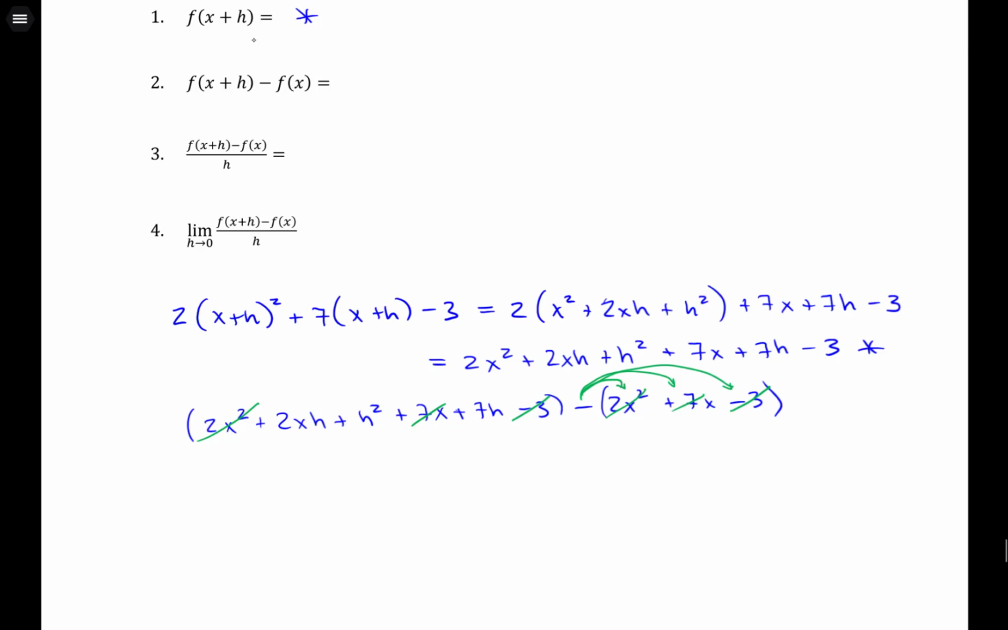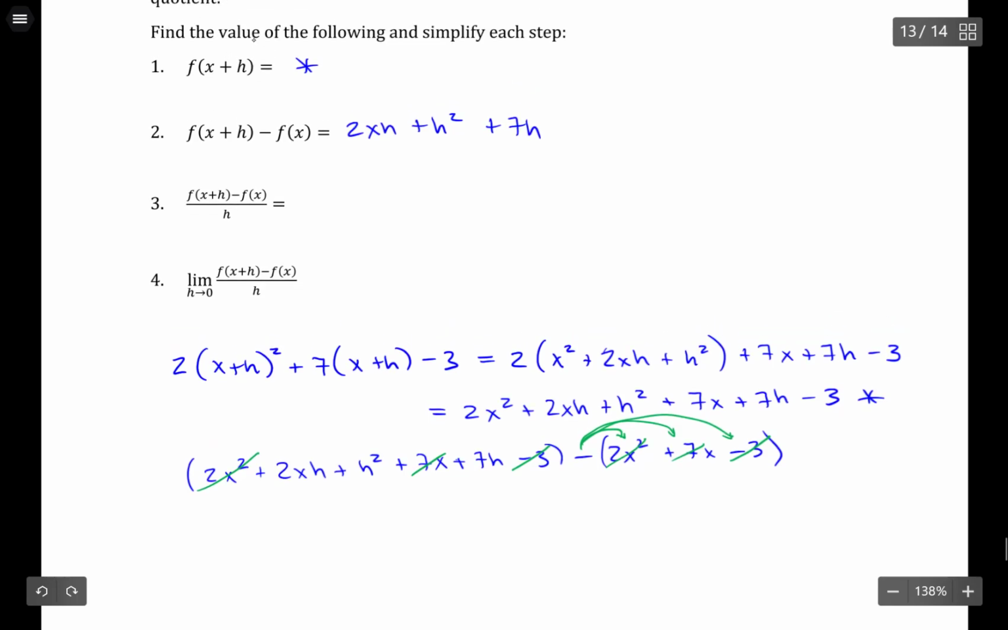So what we're left with then is 2xh plus h squared plus 7h. And that's a perfectly fine answer there. In addition, if you want to factor out the h, that's okay too. Plus h plus 7 is what would be left.